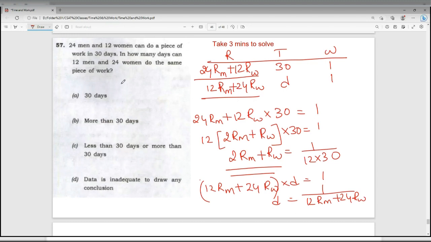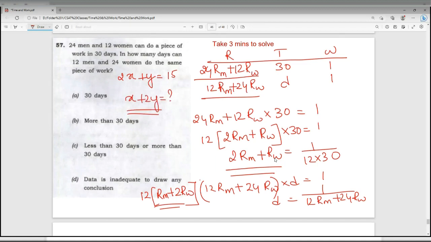So let's say that instead of RW and RM, it was X and Y. I'm just taking it to simplify this. So instead of RM, I'm taking X, and instead of RW, I'm taking Y. And let this be some number, for example, I'm taking it as 15. And here, if I take 12 common, I have RM plus 2 RW. That is, in this case, X plus 2Y. So we need to find out this value. I'm just taking this as an example.